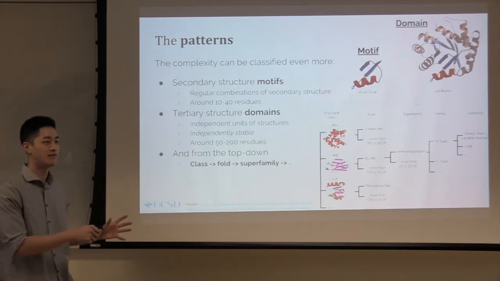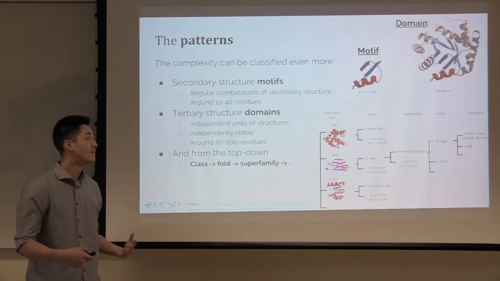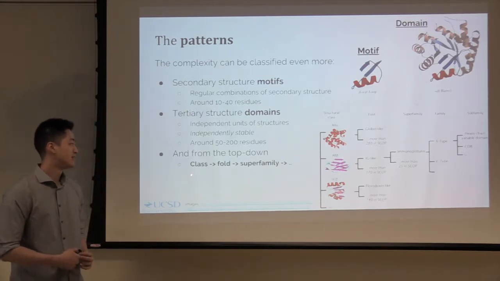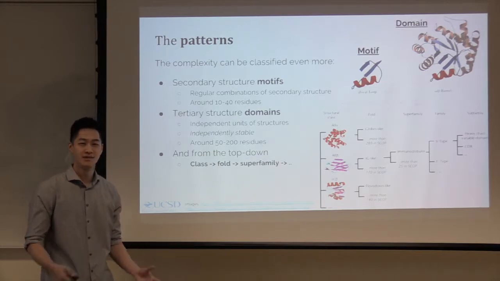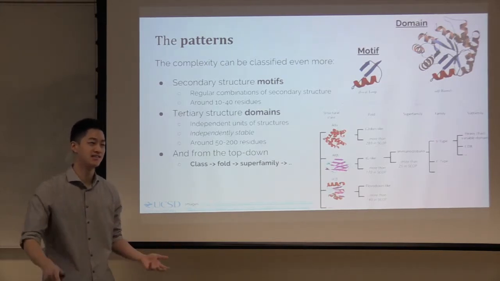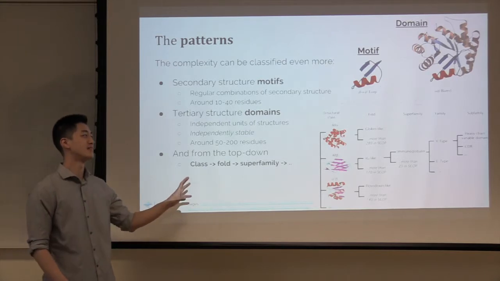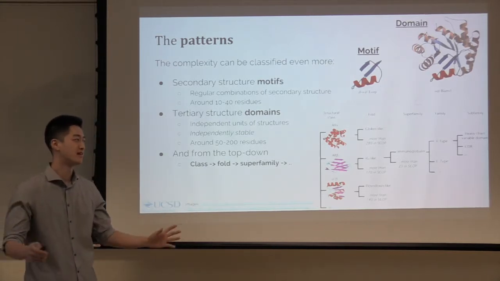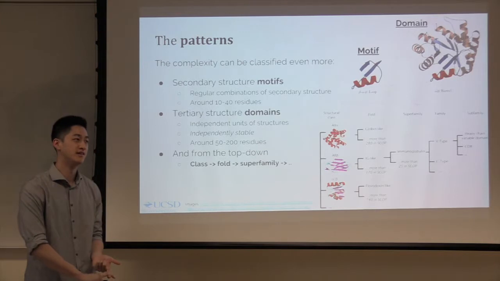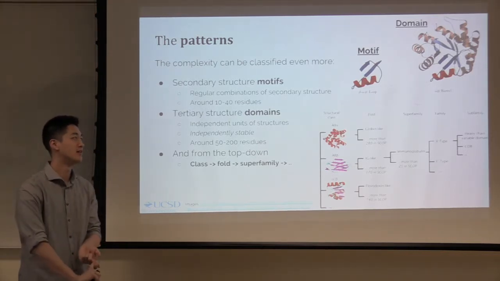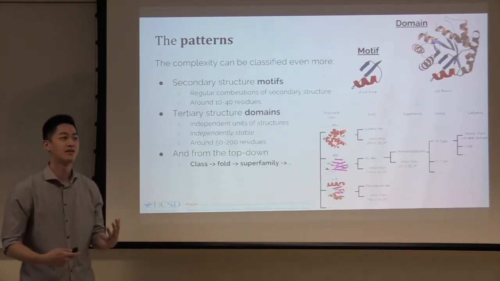From the top down, researchers have also tried to classify these patterns into even more nomenclature. You'll see things like classes, folds, and superfamilies. A way to think about this is how the kingdoms of life are classified: kingdoms, phyla, genuses, species. It's kind of the same thing here with protein structures. I'm not going to talk too much about this, but it's a whole field of study of structural evolution. You can learn a lot from this because, as we'll talk about later, structure is more conserved than sequence. So if you can understand the distribution of domains throughout evolutionary history, that can tell you about how evolution has occurred.